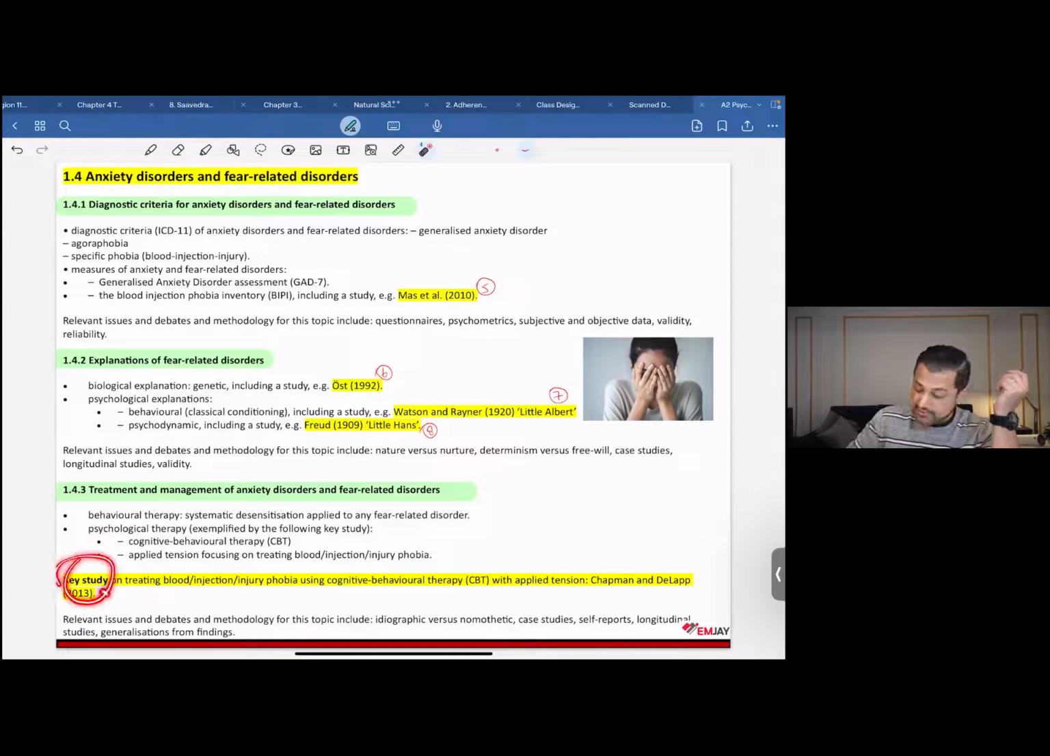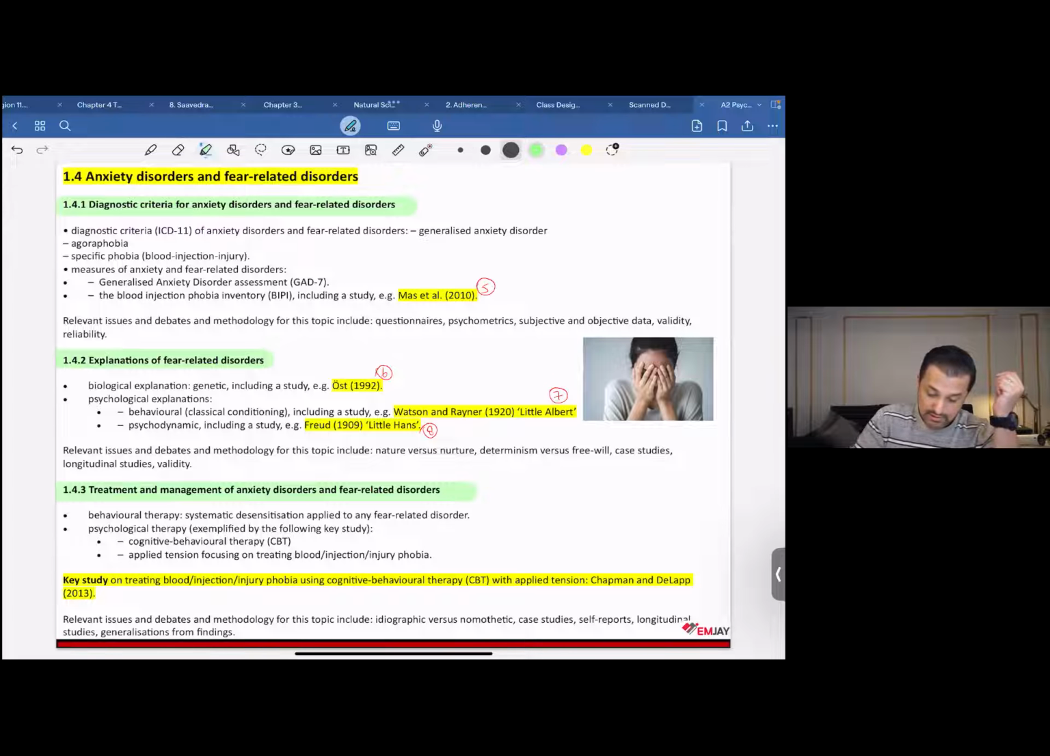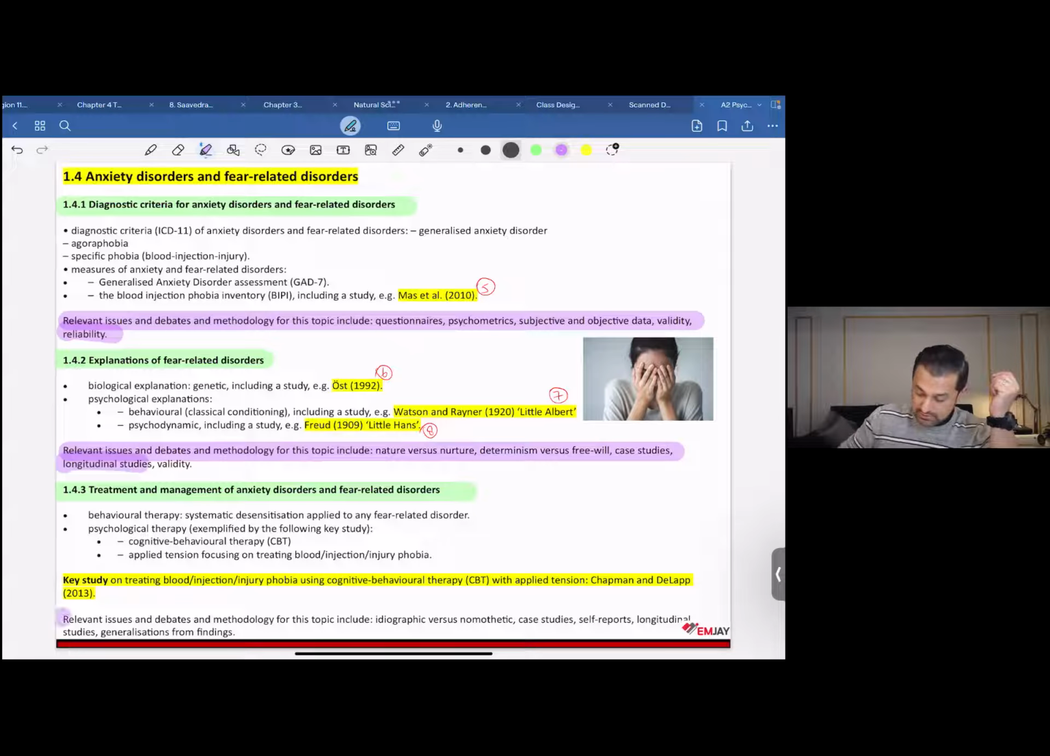Under this, there's this case study by Chapman and Delep, and this is a recent edition. This was not a part of the syllabus prior to the recent edition, and pre-2024, this was not a part of the syllabus, okay? Now, taking this ahead, likewise, here again, these are the relevant issues and debates, and just quickly highlight this so that you all know what I'm actually referring to.